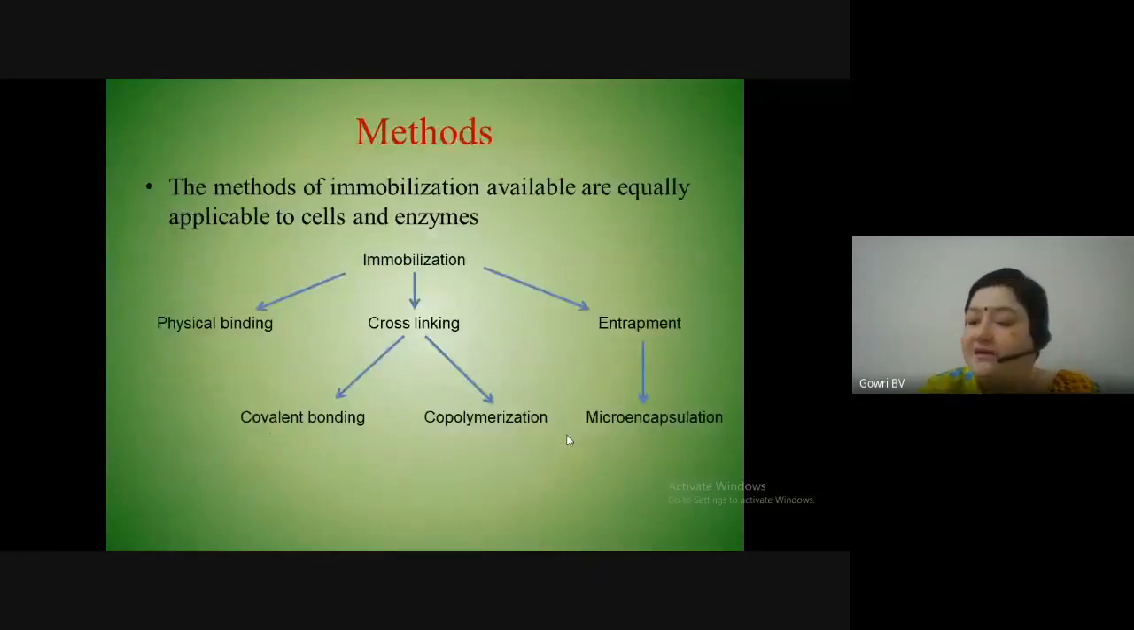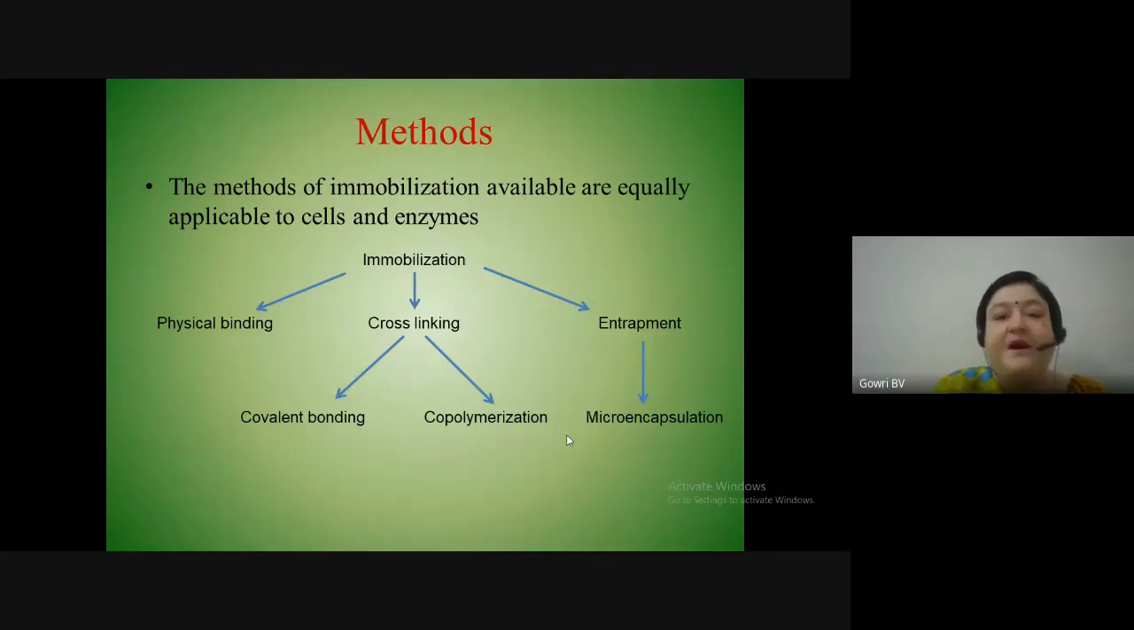So what are the various or different methods of immobilization? The methods of immobilization available are equally applicable to both cells and enzymes. The first method you have is physical binding. The second method is cross-linking. And the third one is entrapment.